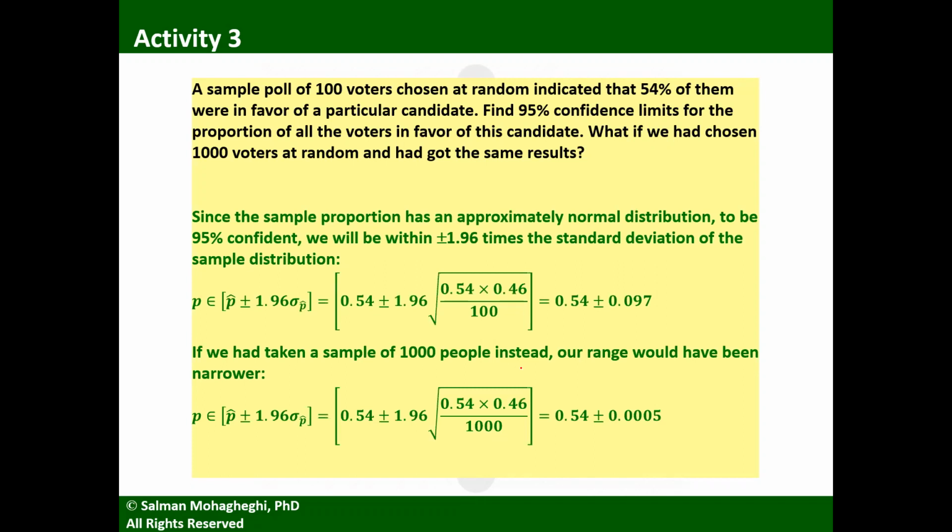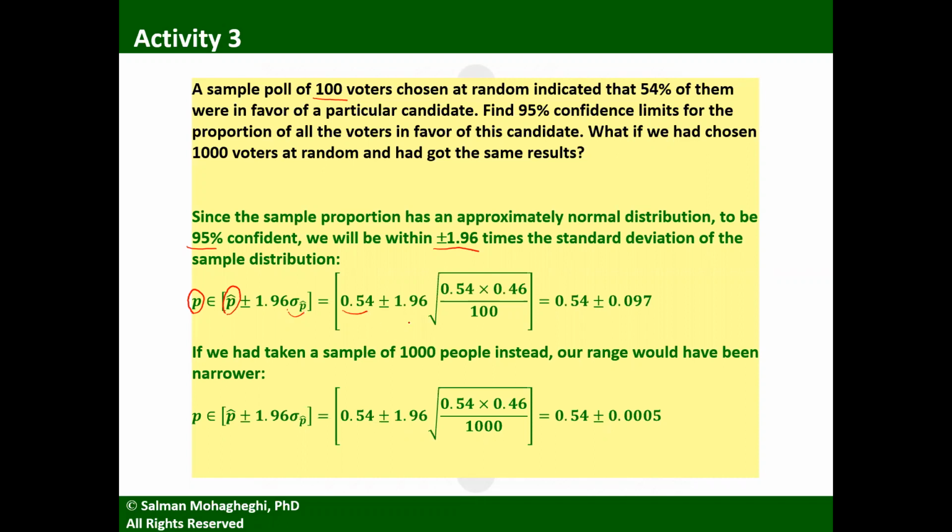Let's look at the analysis of this. Again, this is normally distributed. It's 100 voters, so it's a large enough sample to be normally distributed. To be 95% confident, I want to be within plus or minus 1.96 times the standard deviation. So I know that I am 95% confident that my population parameter, the percentage of all the people in Denver who vote for that candidate, would belong to the range of what I got from my sample plus or minus 1.96 times the standard deviation of the sample.